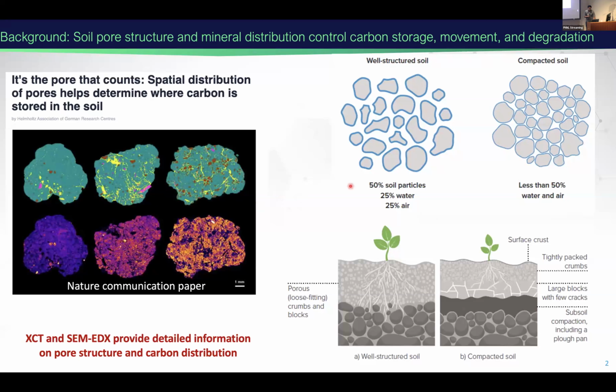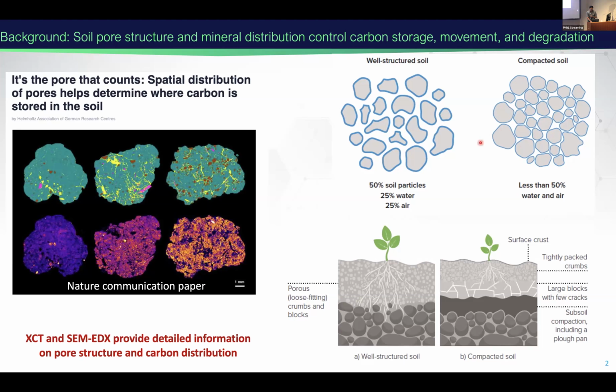On the right-hand side of the figure, you can see the pore structure is very important, because in a well-structured soil, you see a lot of pores, that is, these white spaces between the soil grains. And in a compacted soil, you see the pores are very close to each other. There is not much connectivity from one pore to another pore. Why does that matter?